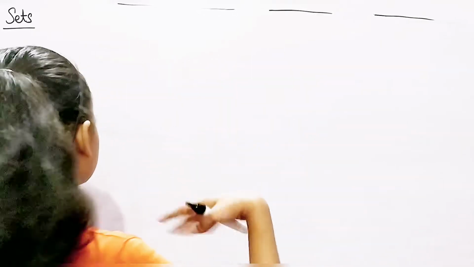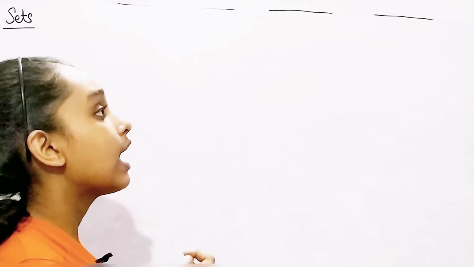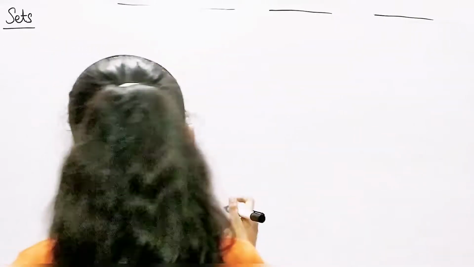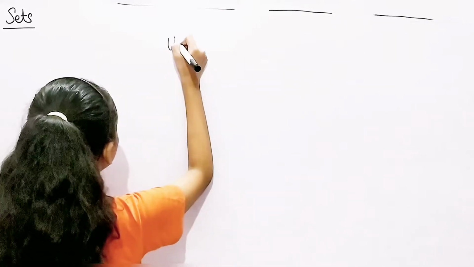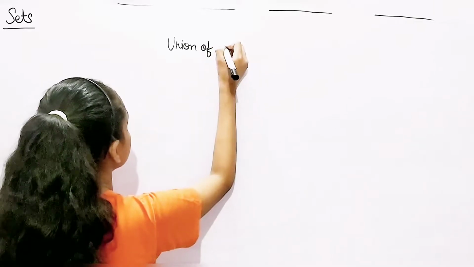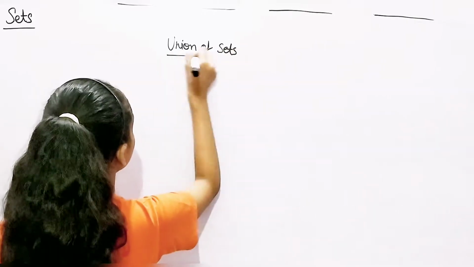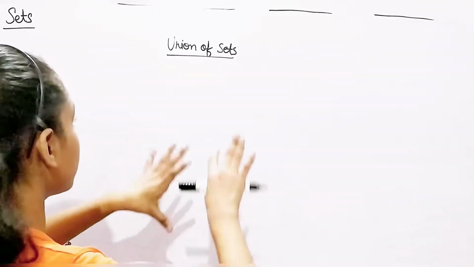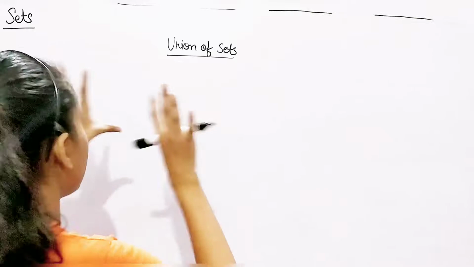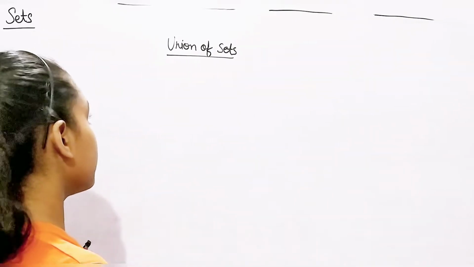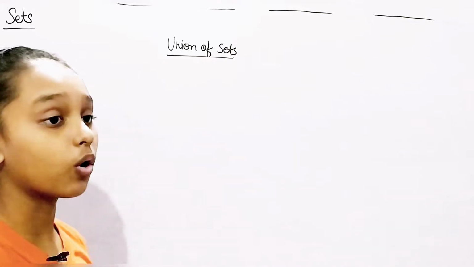The first topic we're going to discuss is union of sets. Let me write it on the board. That's going to be the main heading for now. Union of sets. Okay, so in union of sets, what does that mean? What is this basically? And why is it important in sets?